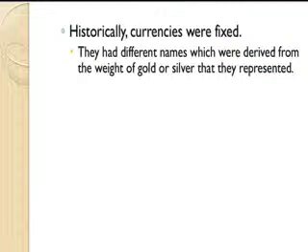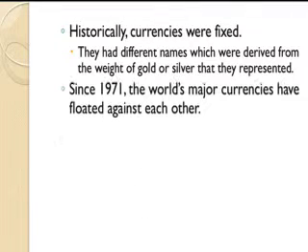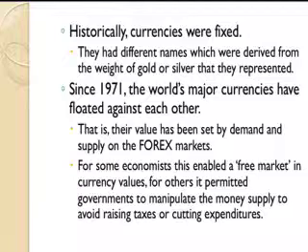So historically, currencies were generally fixed. They had different names around the world or around the major trading partners, and these names are often derived from the weight of gold or silver that they represented. However, since 1971, the world's major currencies have floated against each other. That is, their value has been set by demand and supply by currency traders on the FOREX markets, particularly in London, New York, Tokyo, Singapore, a tiny bit, etc. But London, New York are the big ones.